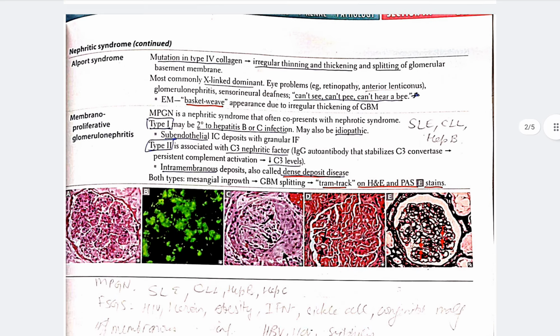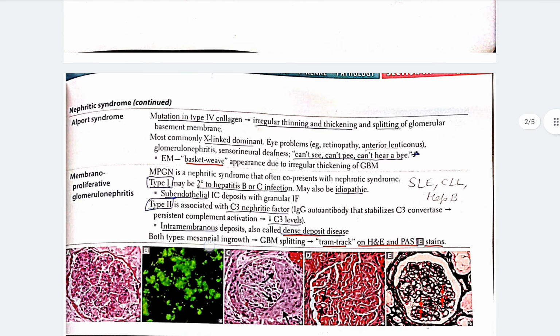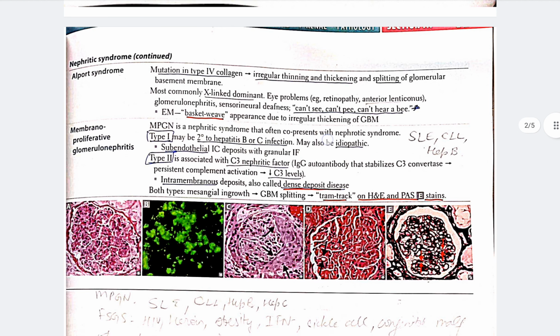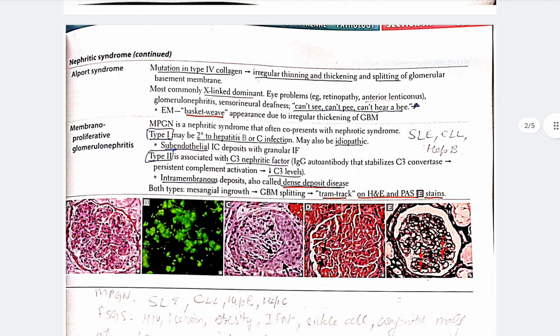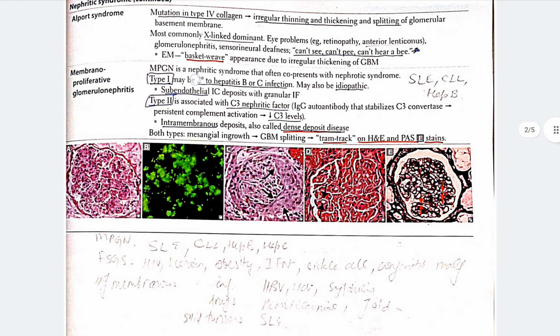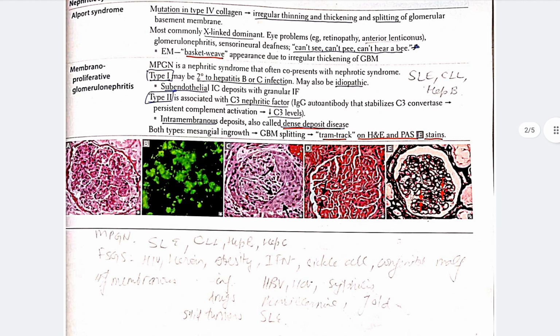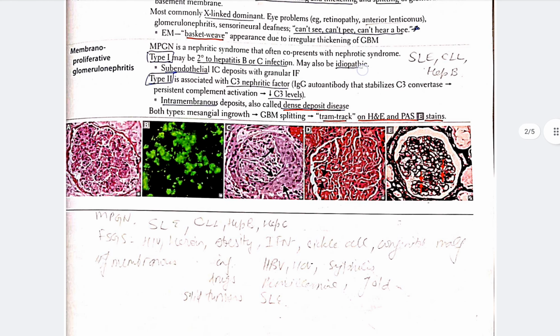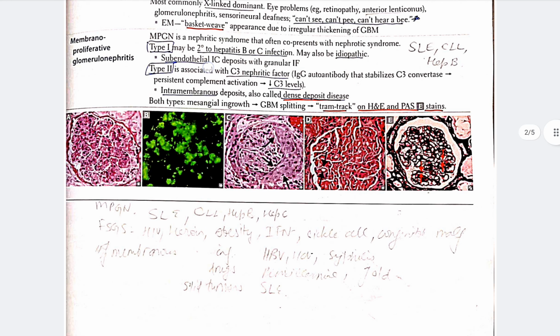Now, coming back to this page, another entity is membranoproliferative. Membranoproliferative presents with both nephrotic and nephritic features. This we have already studied, DPGN and MPGN. Both the entities will be present. Now it is of two types, type 1 and type 2. Type 1 is secondary to Hep B, C, or maybe idiopathic. And in type 1, we will have subendothelial deposits.